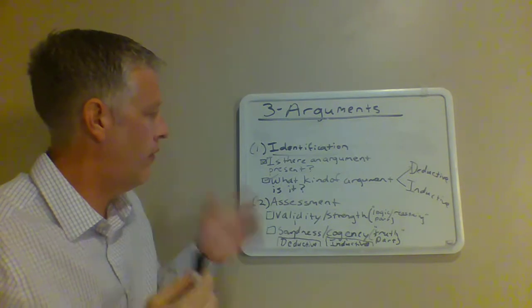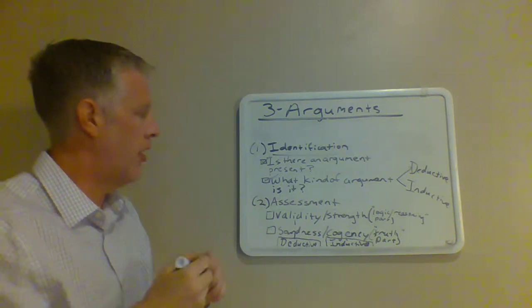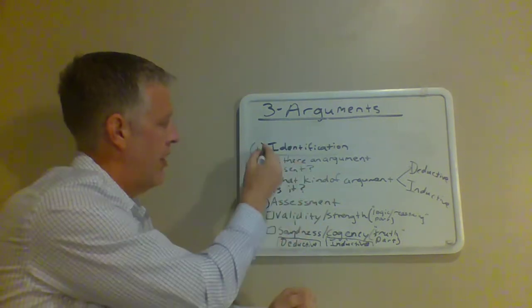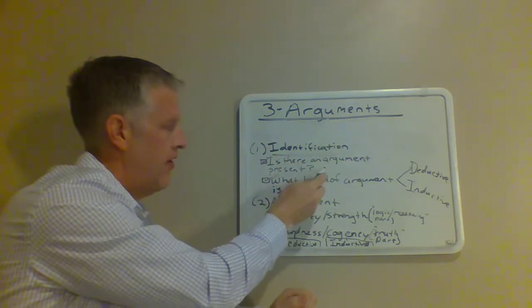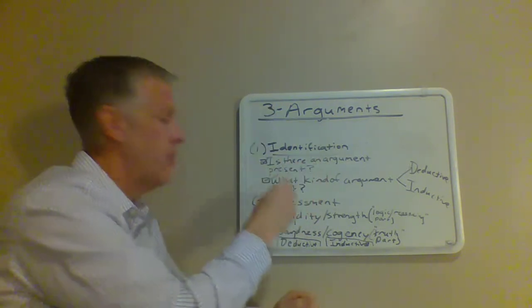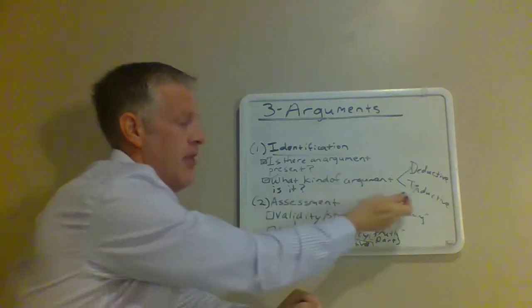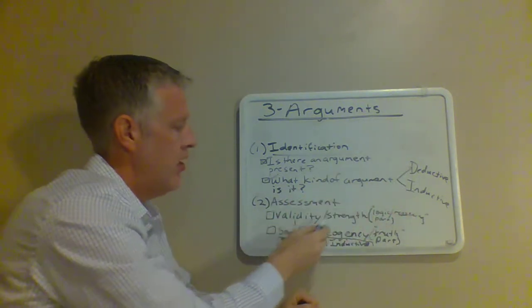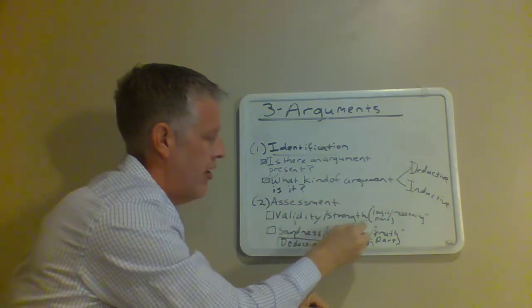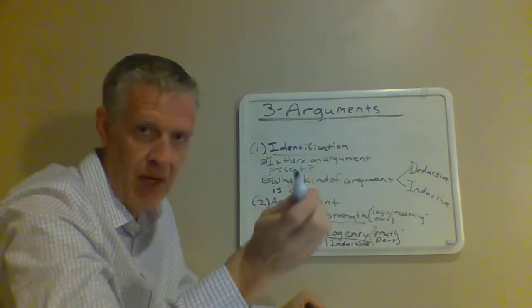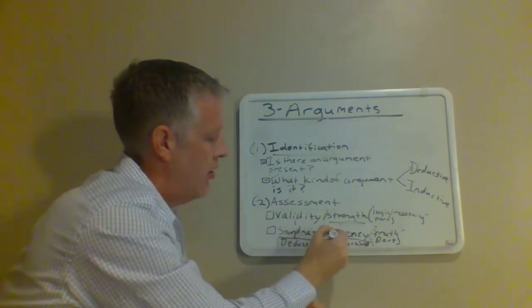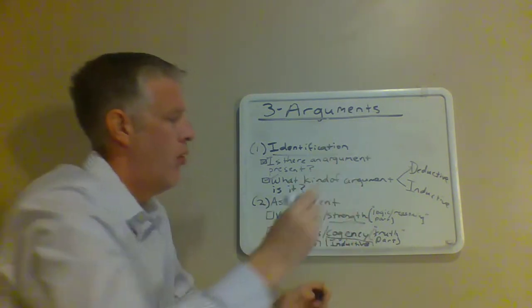So for right now, we're just talking generally about the overall process. Step one, identification. Ask yourself, is there an argument present? Yes. Well, what kind is it? It's inductive. So now I need to assess this argument's strength because I've labeled it inductive, and we'll talk about what that means in a moment. And then I need to assess its cogency. More on that in a moment.